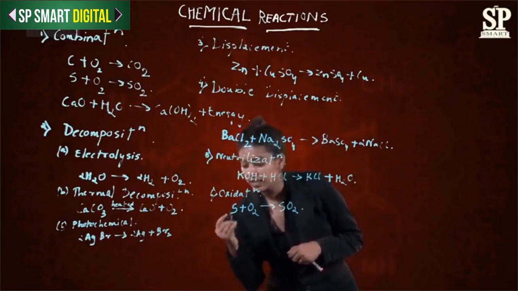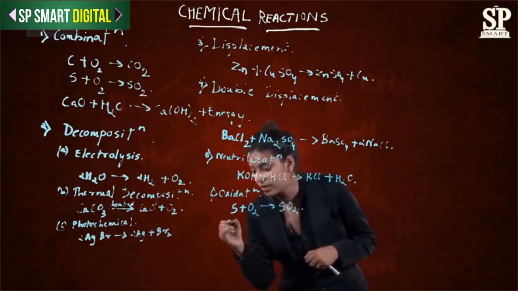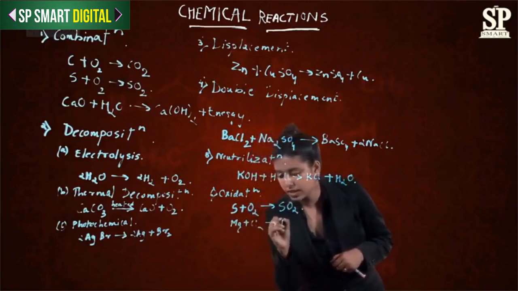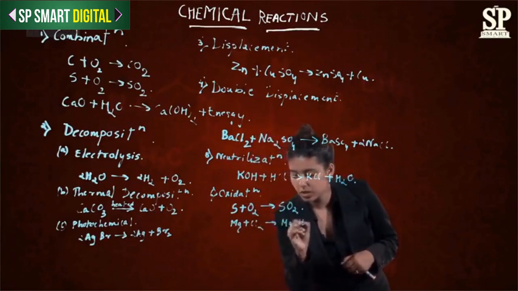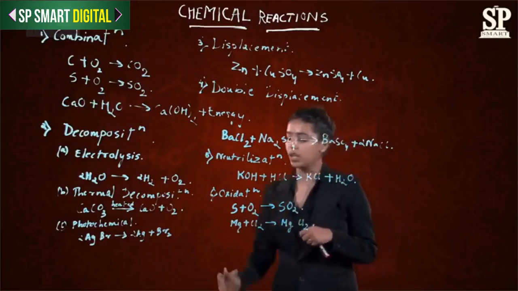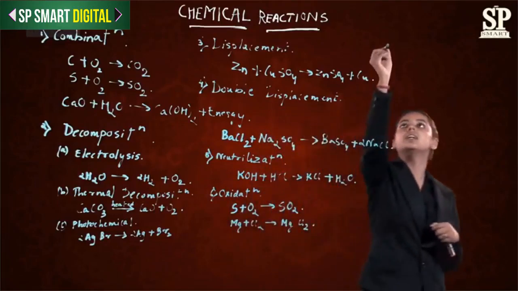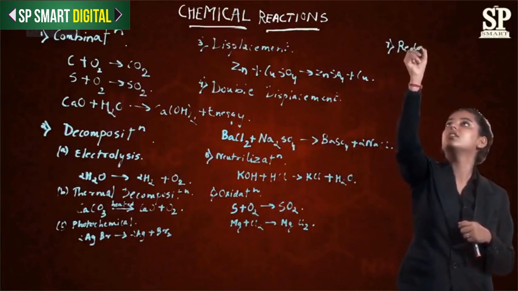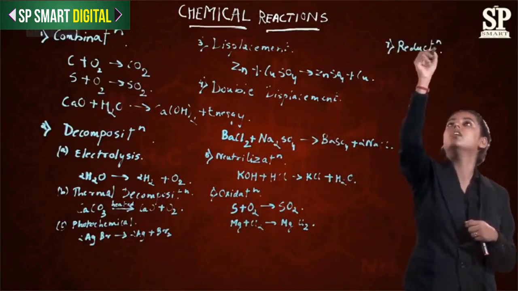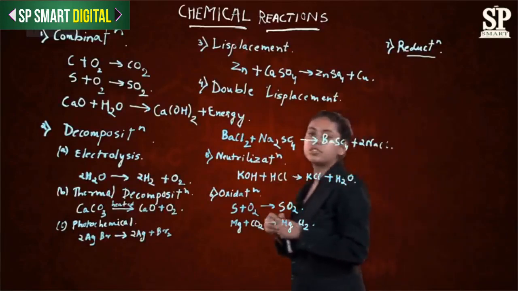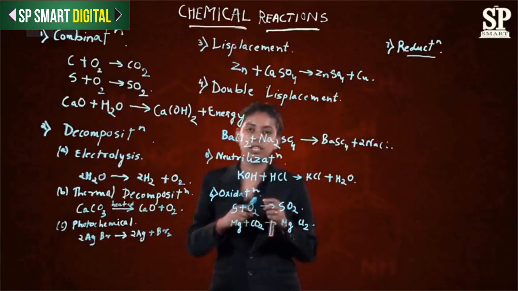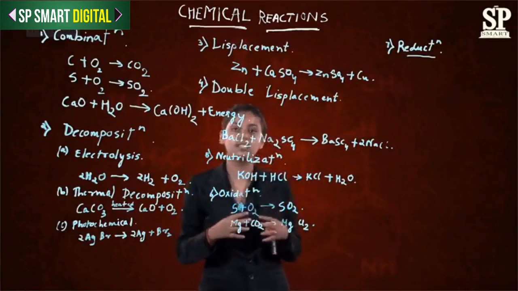On the other hand, for the gain of an electronegative element, that is when magnesium is treated with chlorine, we get magnesium chloride. The seventh one is the reduction reaction. A reduction reaction is defined as a chemical reaction in which a substance gains hydrogen or loses oxygen.